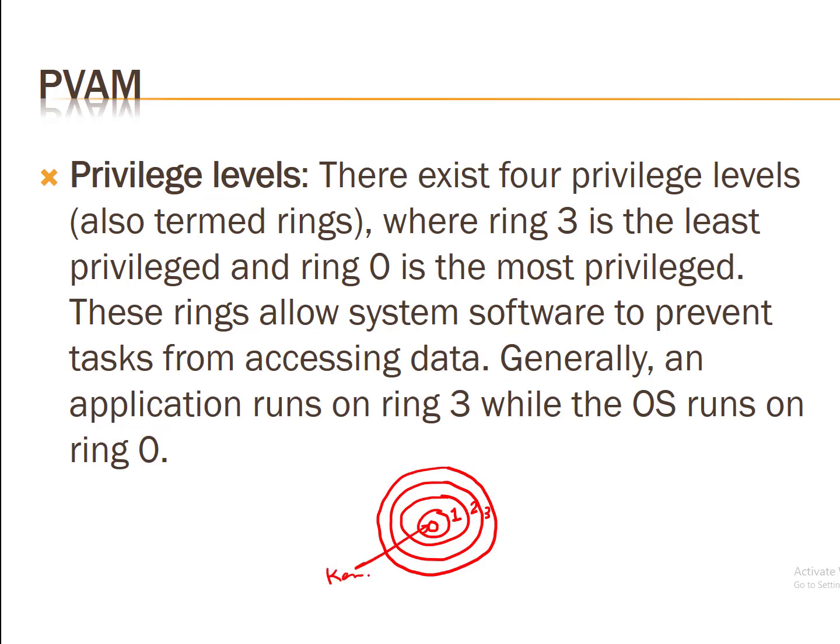Kernel, operating system, and device drivers all run under privilege level 0. For the outer ones, privilege level 1 and 2, device drivers may work at 1 and 2, and at the third, user applications run at privilege level 3. This means that a user submits an application that runs on privilege level 3, and if it wants to access the kernel, the application has to request the core or kernel of the operating system.